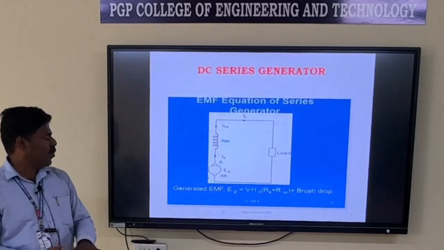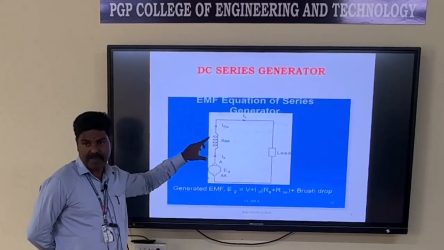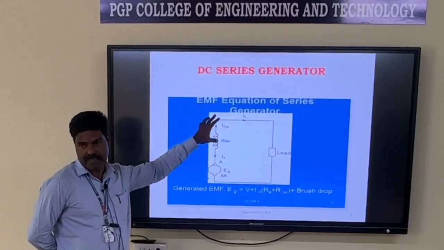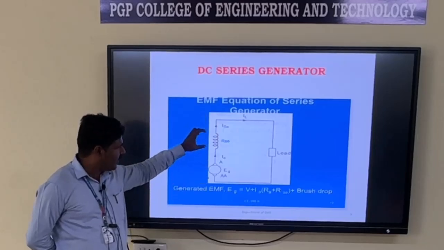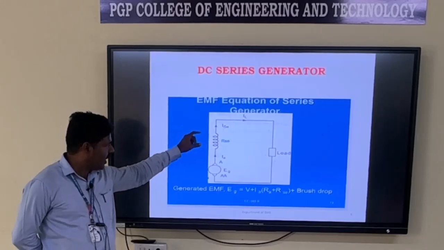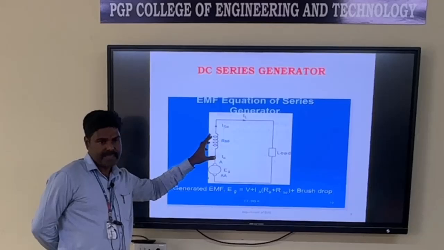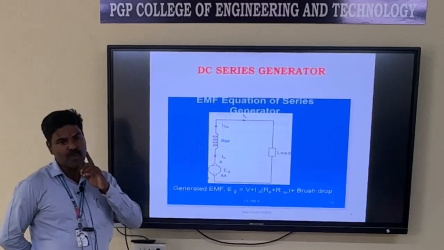Series generator. Here the field winding that is connected in series with the armature winding is known as DC series generator. Here this field winding has less number of turns of thick wire, having low resistance property. Therefore, this circuit is series circuit. For series circuit, current should be same.